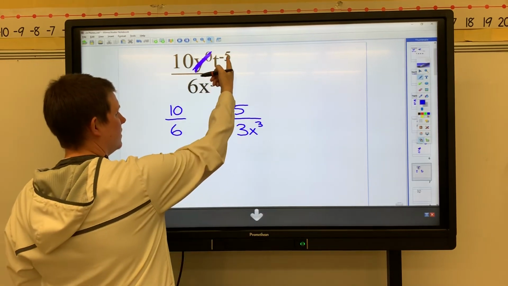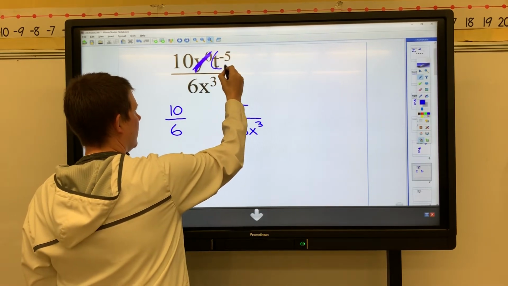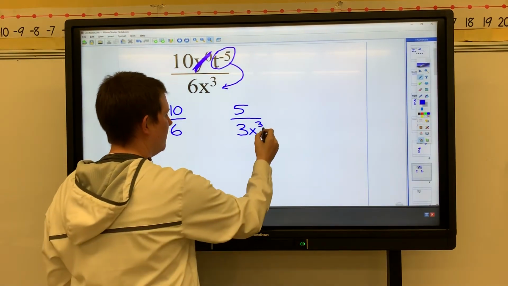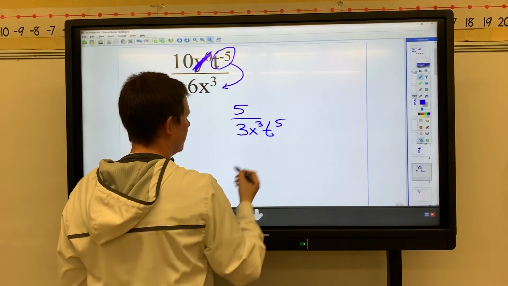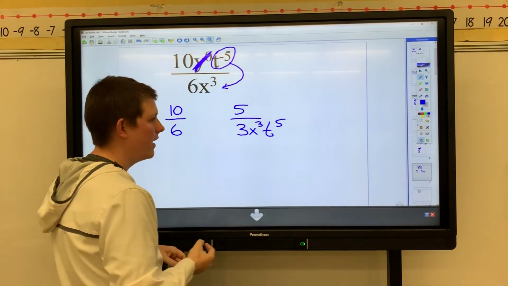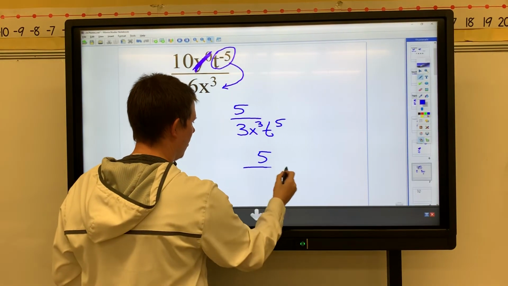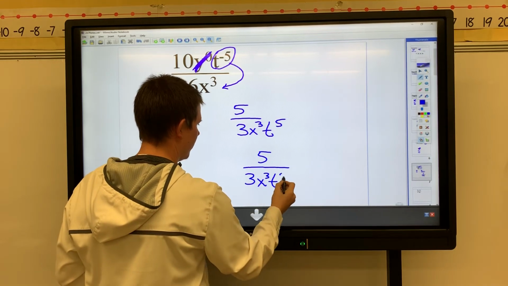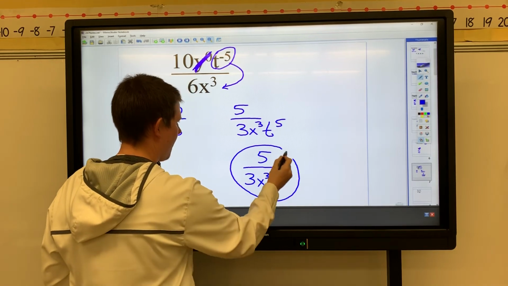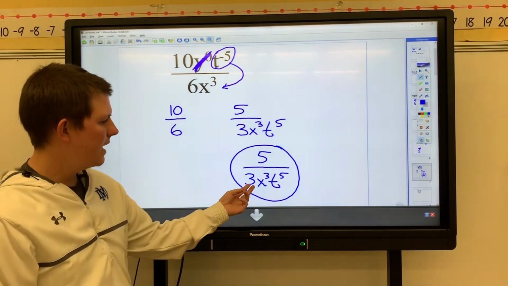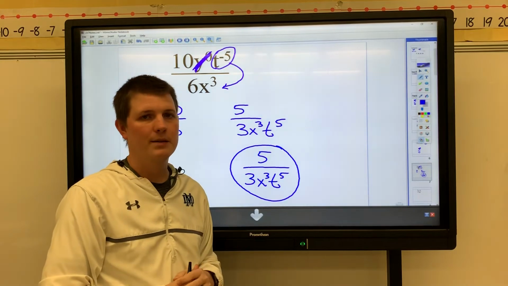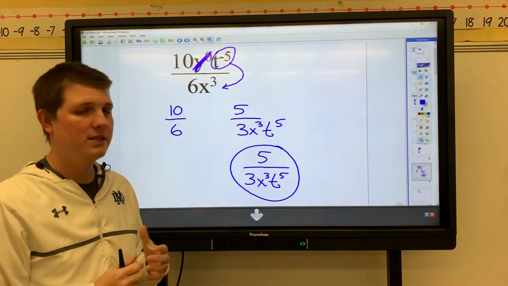Now I have a t to the negative fifth. I need to circle it and the base and bring it down to the bottom. When I do that, it becomes t to the fifth. That is my final answer. 5 over 3x to the third, t to the fifth. The order does not matter. You could have put t to the fifth first and x to the third behind it. The order doesn't matter because I'm multiplying them.